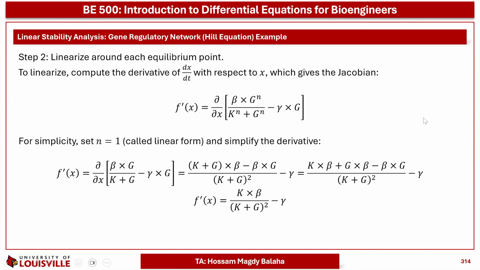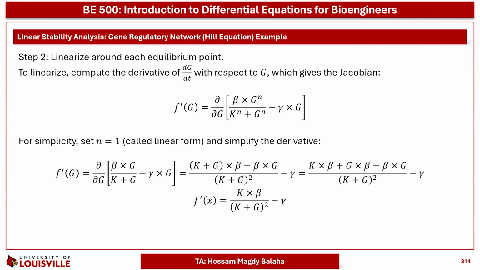Next, apply linearization. We have a single equation with a single variable. Let's apply the second step, linearize around each equilibrium point. So we have this equation, apply the derivative with respect to g, and for simplicity for now, let's assume that n equals 1. So this part will be the denominator squared, the numerator multiplied by the derivative of the numerator minus the numerator multiplied by the derivative of the denominator. And for this part, the derivative of it will be negative gamma. Combine all of that together, it will be like that. Simplify. This will cancel that, the negative and the positive. So the remaining will be this equation.